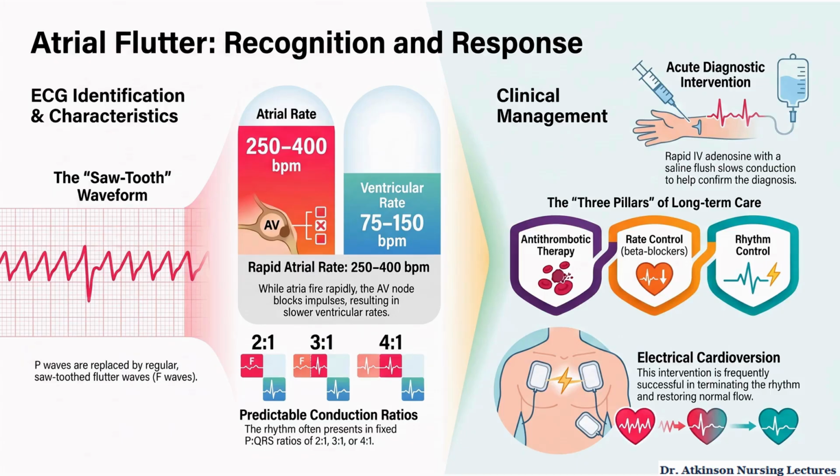This ties it together: sawtooth F waves, a rapid atrial rate blocked down by the AV node into a slower ventricular rate, and predictable 2-to-1, 3-to-1, or 4-to-1 ratios. Confirm with adenosine, then rely on the three pillars: antithrombotic therapy, rate control, and rhythm control or cardioversion.